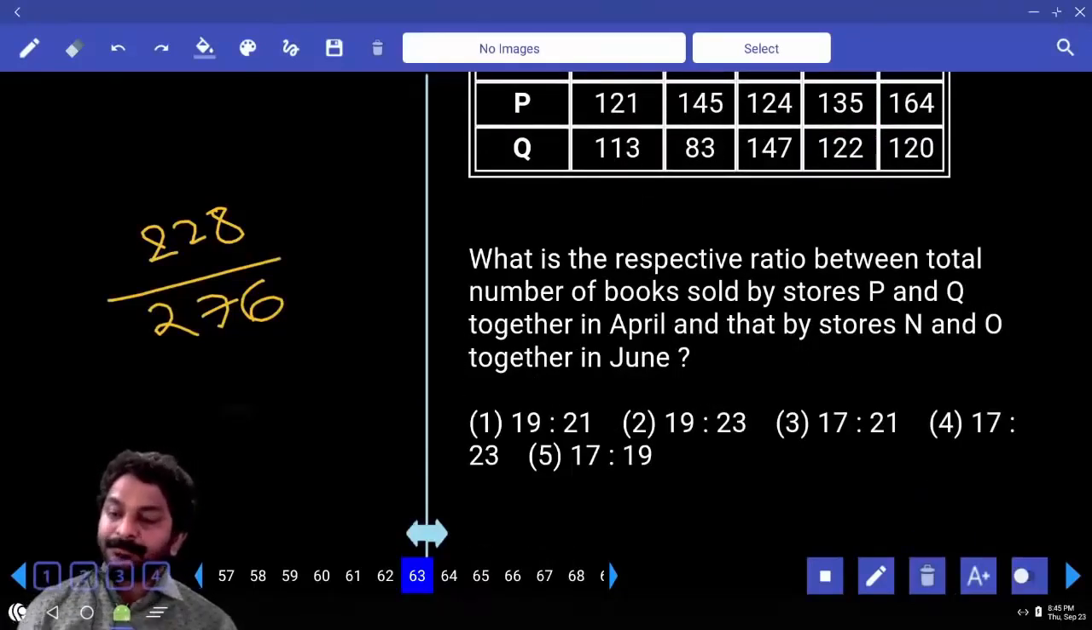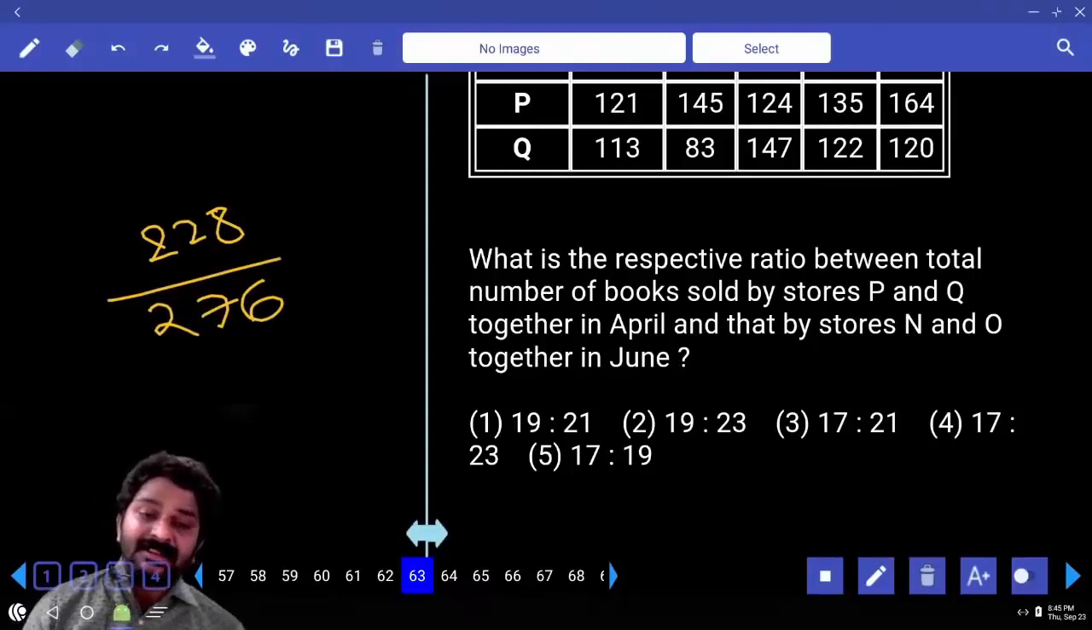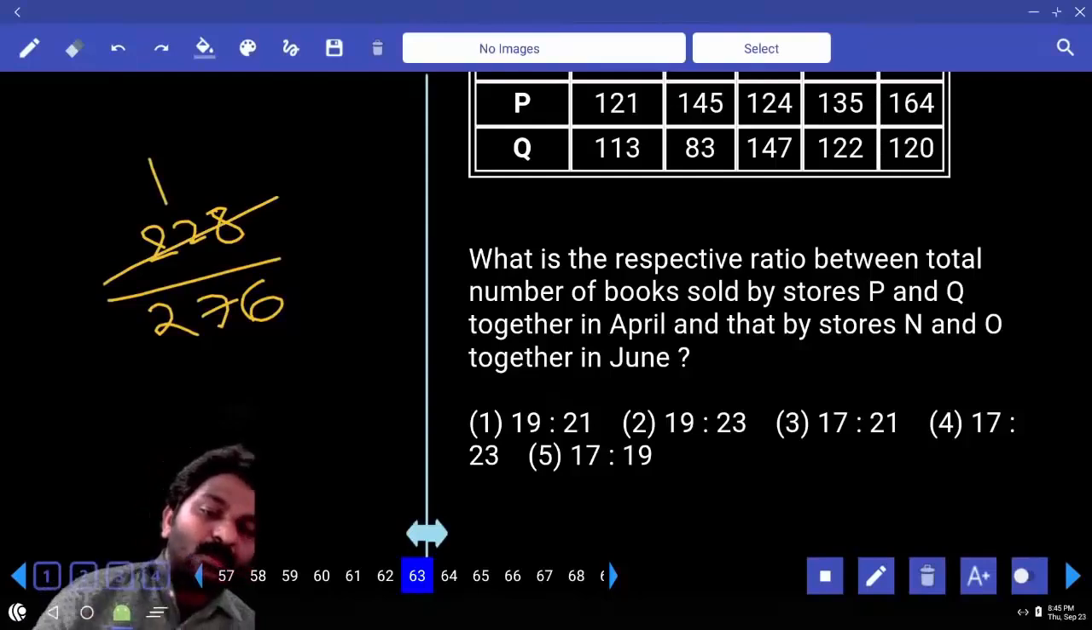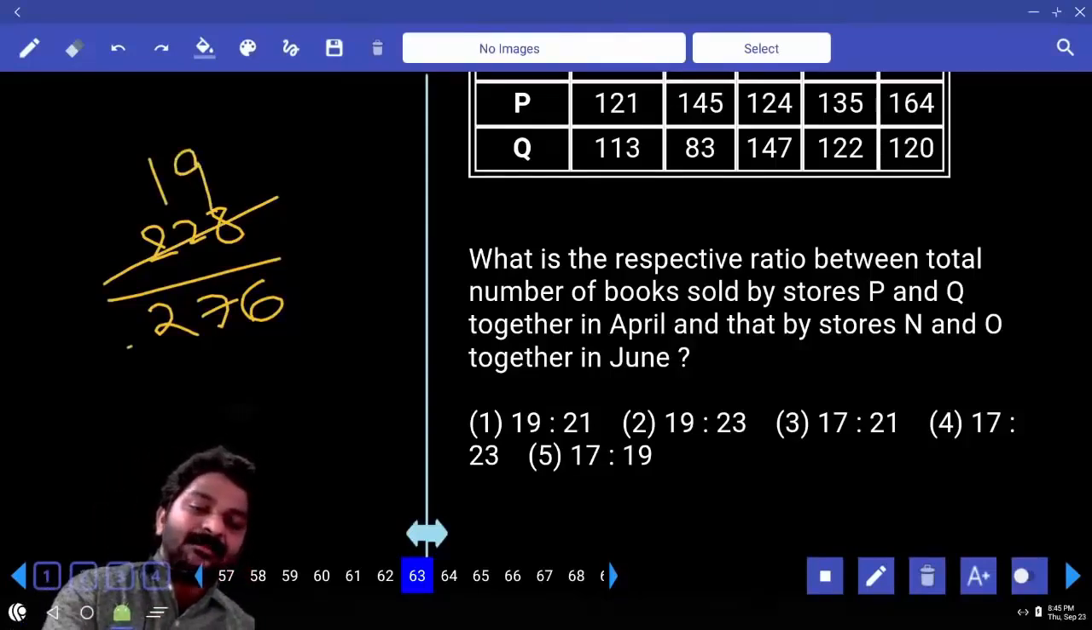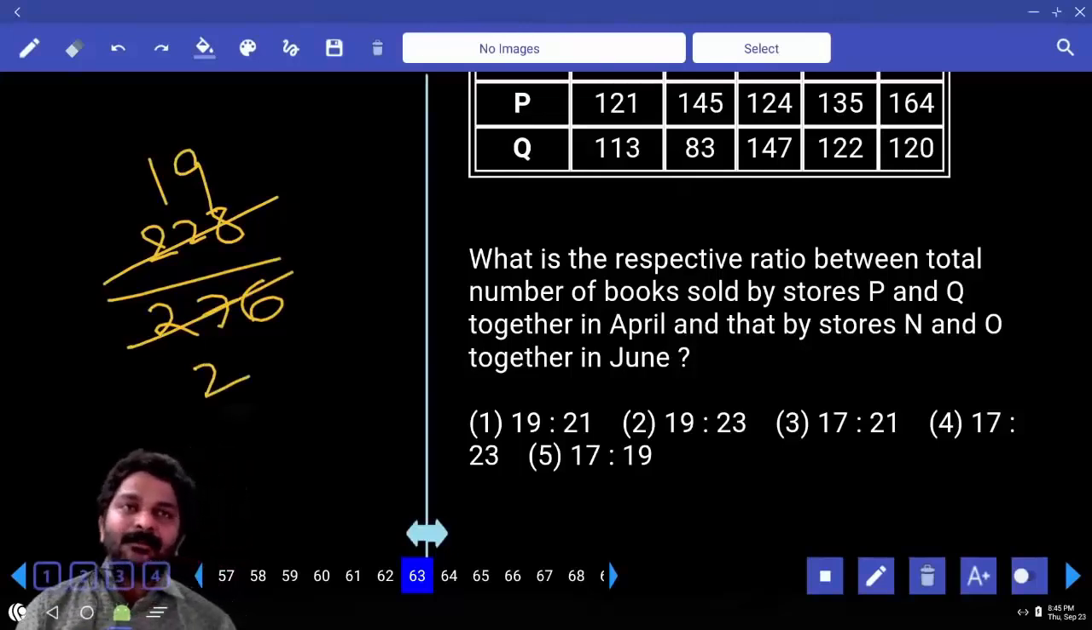So, yes. Come on. Cancellation with 12. 1 time. 108 we have. 12, 9 times. 12, 2 times: 24. 36. 3 times. 19 by 23. Second option.